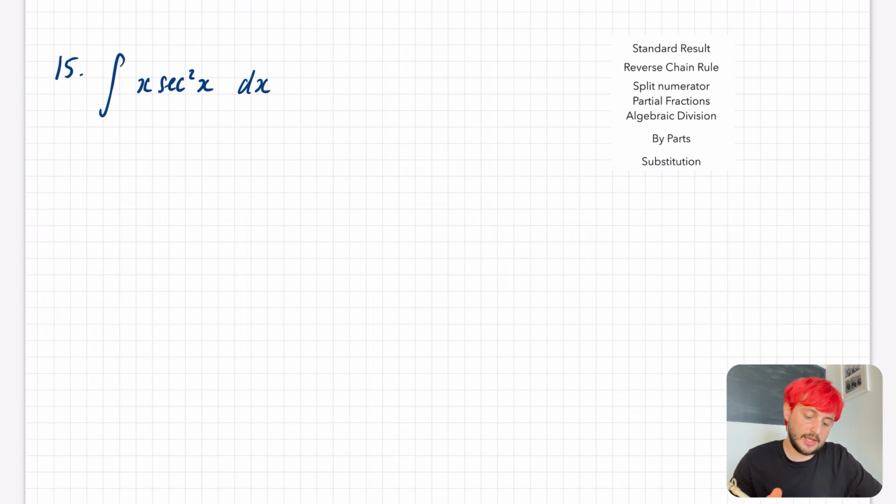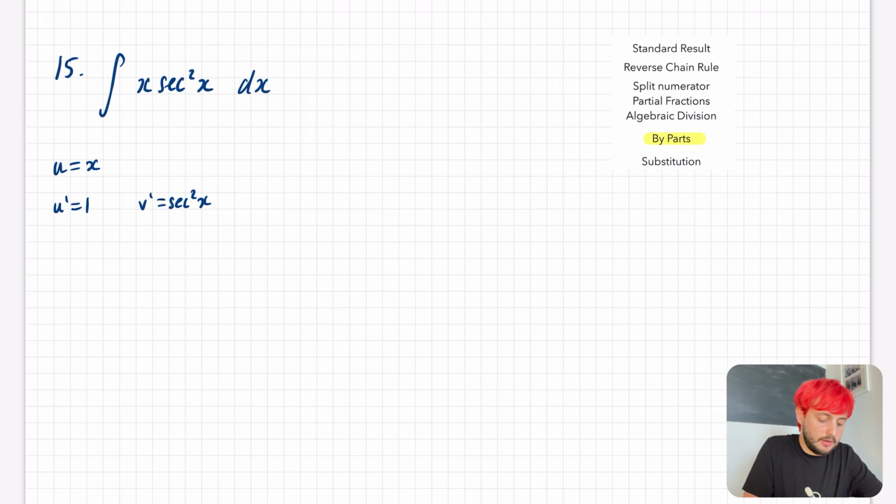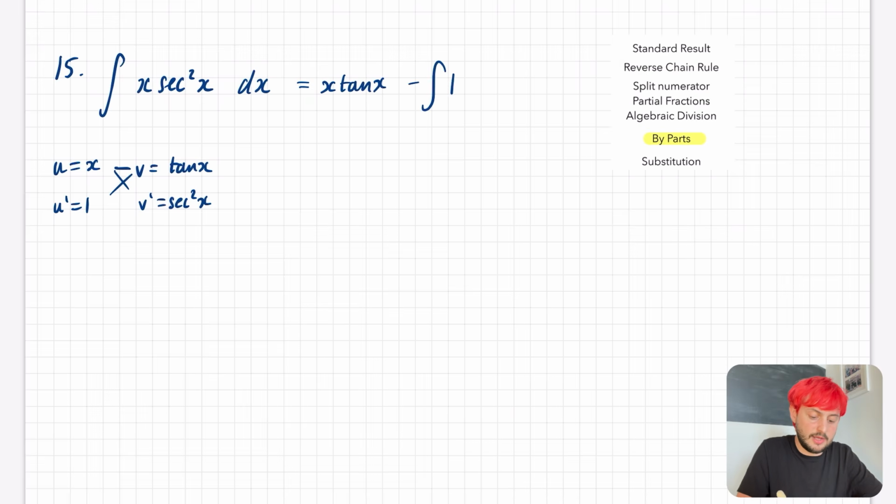Now, I hope you can tell which one this is, even if you don't remember it from the first part of the video, but this is by parts because we've kind of got a combo of two things here. So the priority is going to be that u this time is going to be x, meaning that v dash is going to be sec squared x. x differentiates to 1, sec squared x integrates to tan x, and that's a standard result. So we've already used this pair. The first pair that comes up is going to be the uv, so that's going to be x tan x. And then the last bit is we're going to be subtracting the integral of tan x dx.